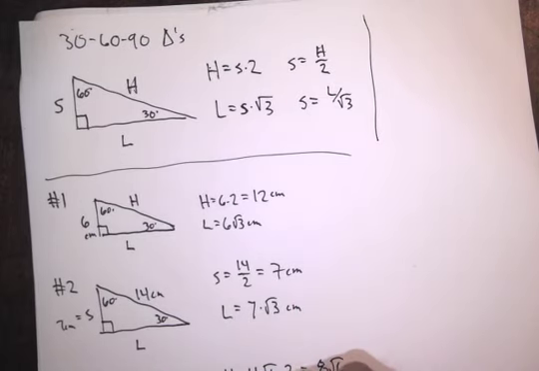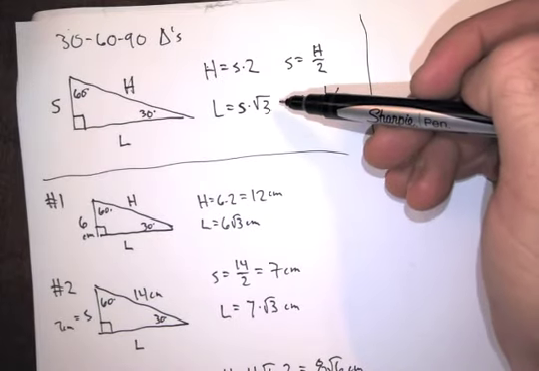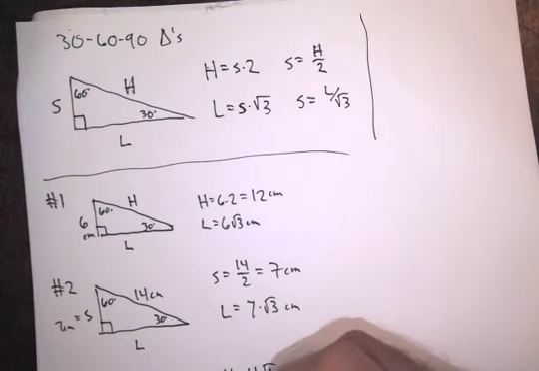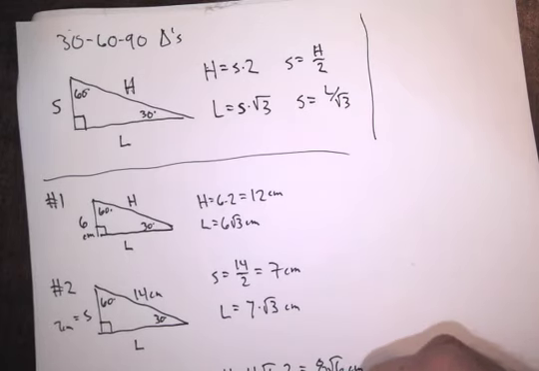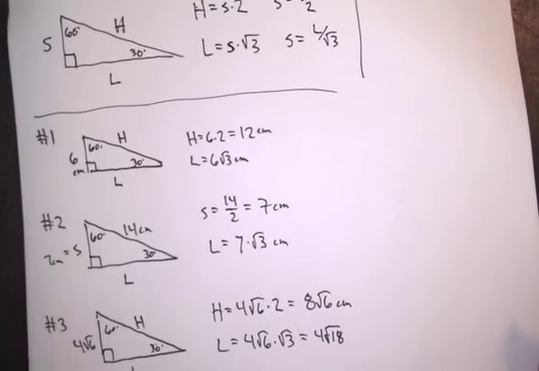To get L, we're going to take S times square root of 3 right here. So I'm going to take 4 square root of 6 times square root of 3. When you multiply radicals together, you can multiply the parts under the radicals together. So we're talking 4 square root of 18. Oops. Oh, you couldn't see that.